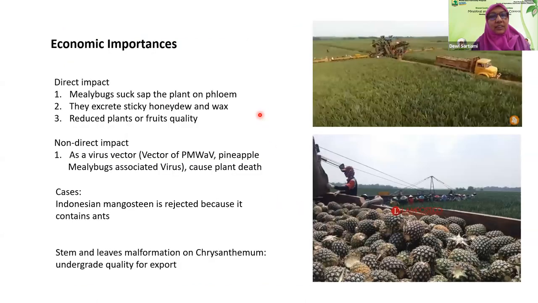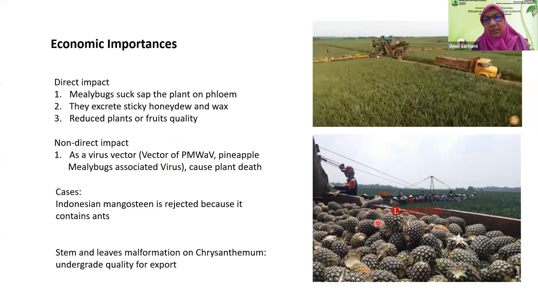Okay, now we will talk a little bit about the economic importance. Since the mealybug feeds on the plant phloem, it is not good for the plant to develop. And the mealybugs excrete sticky honeydew, and there is wax there, and it is not good, reducing the plant fruit quality. This is the direct damage, direct impact. For the indirect impact, more harmful is as a virus vector.